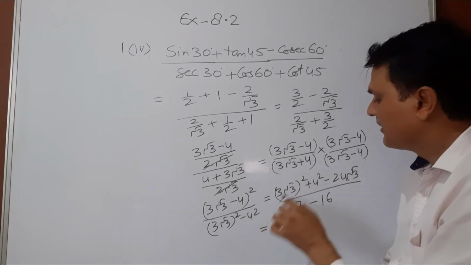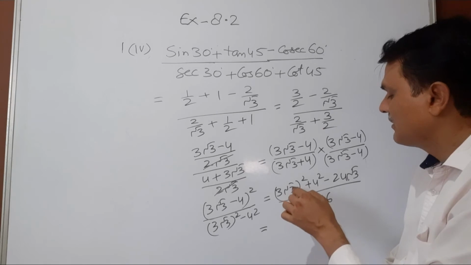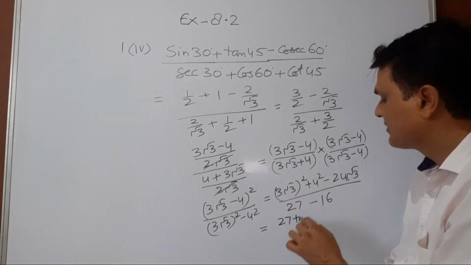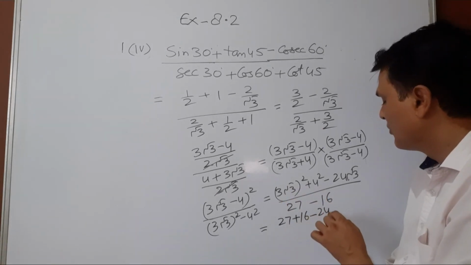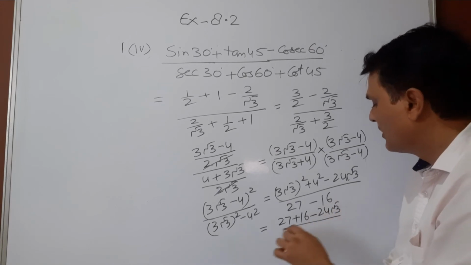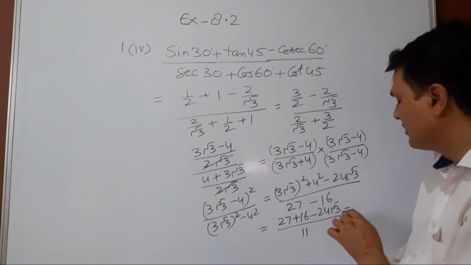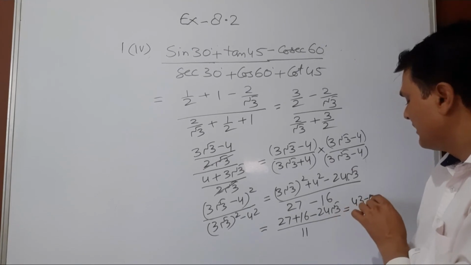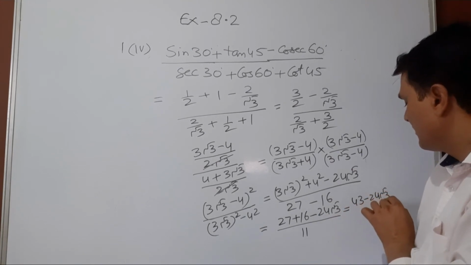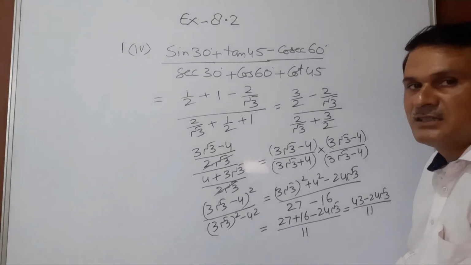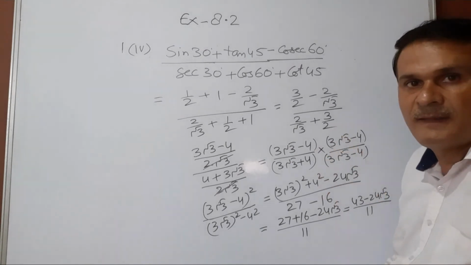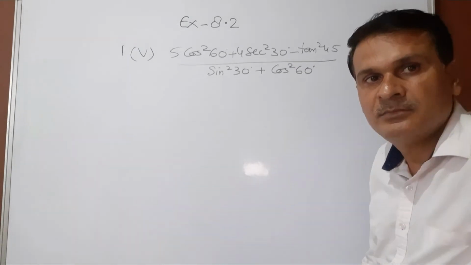And now this becomes 27 plus 16 minus 24 root 3, whole divided by 11. This is equal to 43 minus 24 root 3 upon 11. And this is the answer of part 4th of the question.